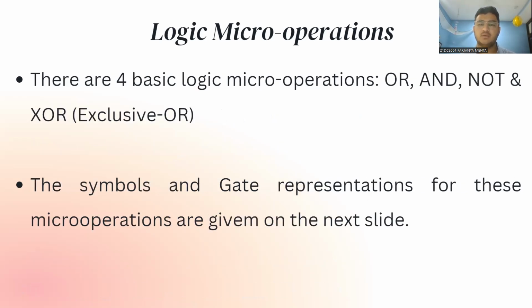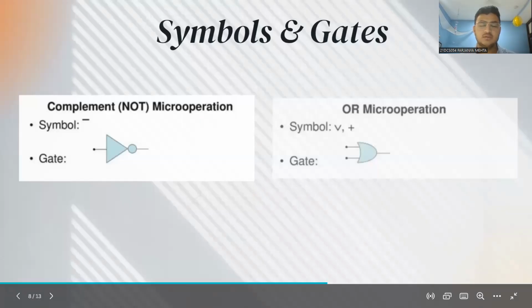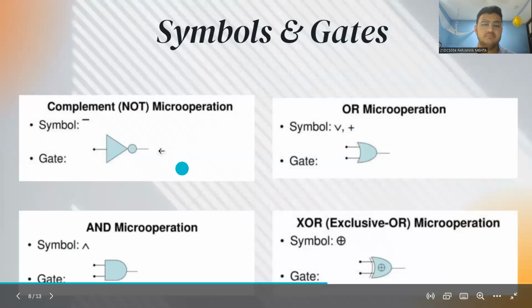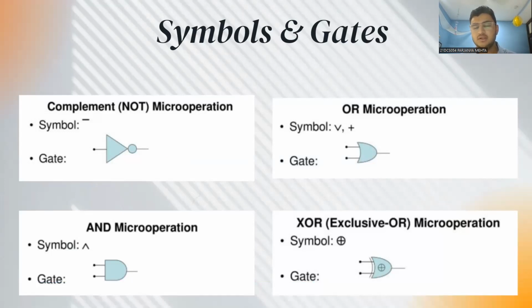Next, we have logic micro operations. There are four basic logic micro operations, which we have already studied in our previous semesters. We have OR, AND, NOT, and XOR, which is also known as exclusive OR. So these are the symbols and gates. First, we have the NOT micro operation. The symbol for the NOT micro operation is the dash above the variable. We can also denote it by a semicolon or complement. The gate is given by this.